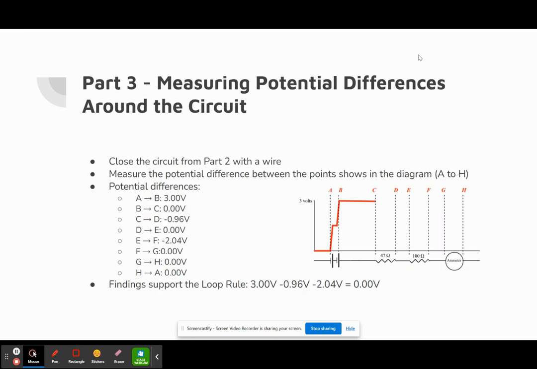For part 3, where we measure the potential differences around the circuit, our potential differences from A to B were 3 volts, B to C were 0 volts, C to D was negative 0.96 volts, D to E was 0 volts, E to F was negative 2.04 volts, F to G was 0 volts, G to H was 0 volts, and H to A was 0 volts. Given this, the findings support the loop rule because it's equivalent to 0 volts when you add the 3 minus the 0.96 and minus the 2.04.